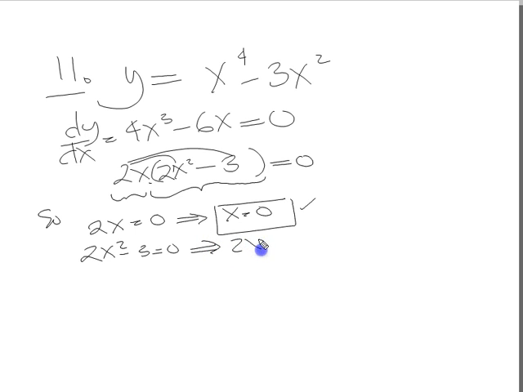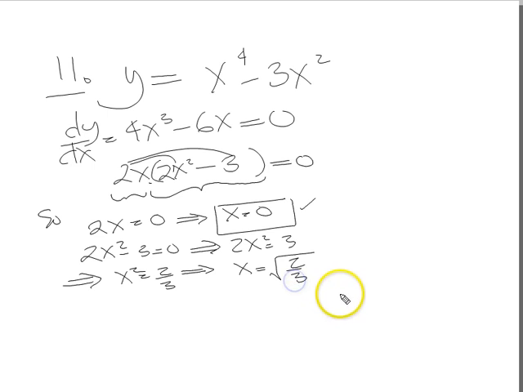And then the next one, well, when does 2x squared minus 3 equal 0? Move the 3 across, 2x squared equals 3. And then divide by 2 both sides, x squared equals 3/2. To undo a square, you square root. We've done that before, so I'll just put it down. Square root of 3/2, plus or minus.